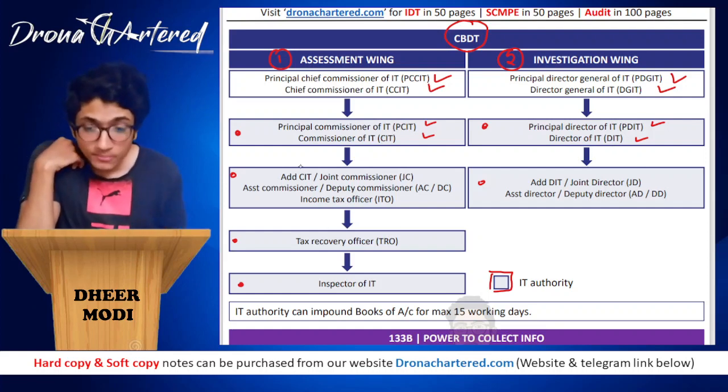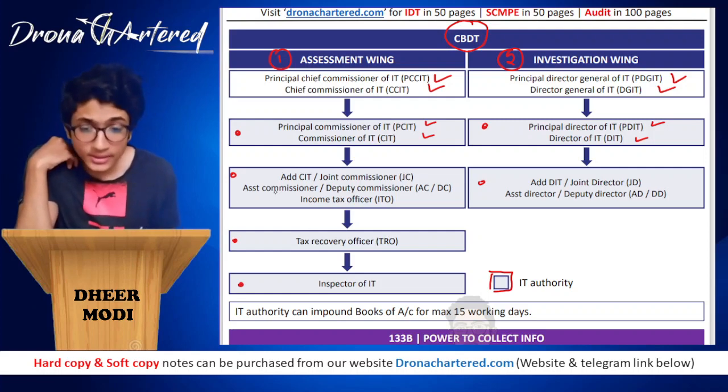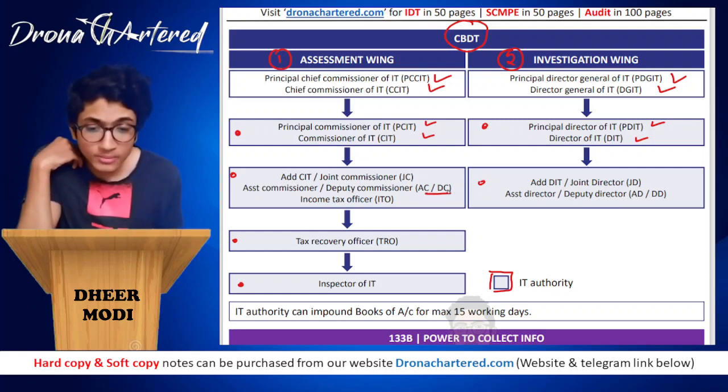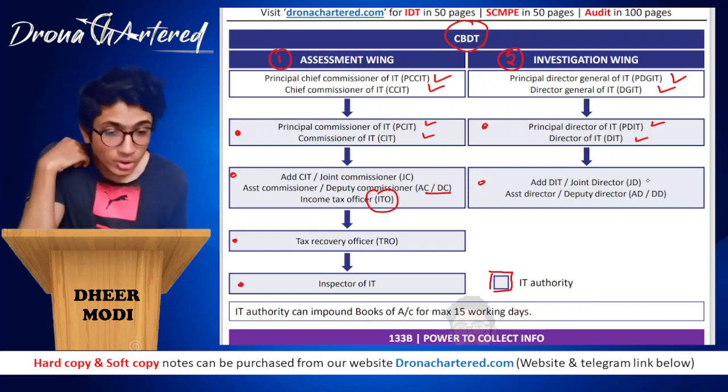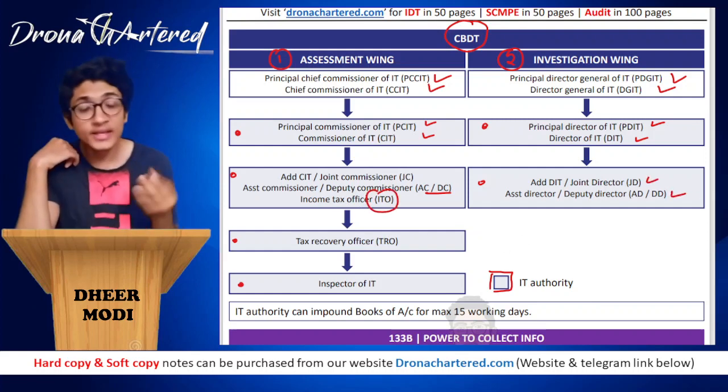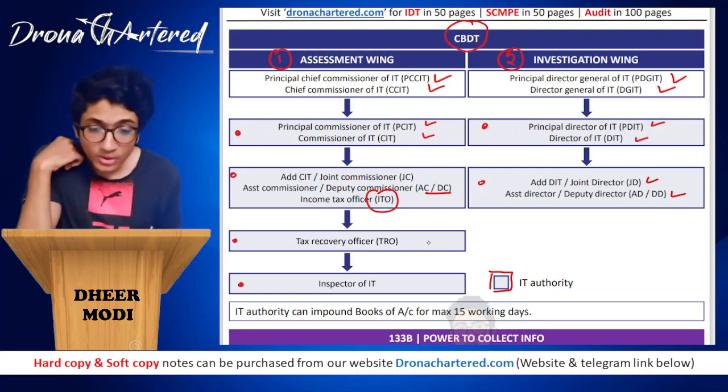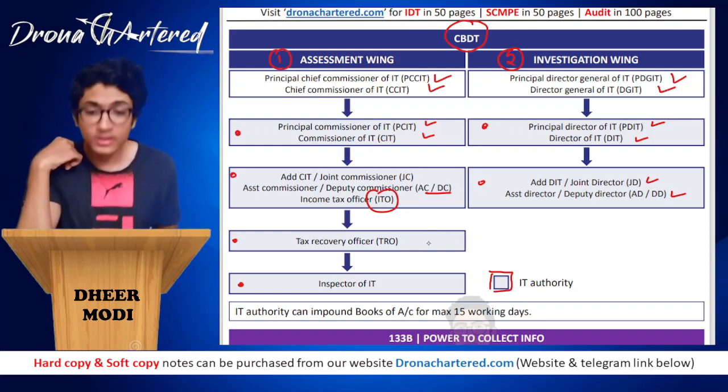Okay, your additional CIT or joint commissioner is your JSC. Assistant commissioner, deputy commissioner will be your ACDC, and income tax officer is your ITO. Over here also same, it is JD, AD and DD. Tax recovery officer is your TRO and inspector of income tax.